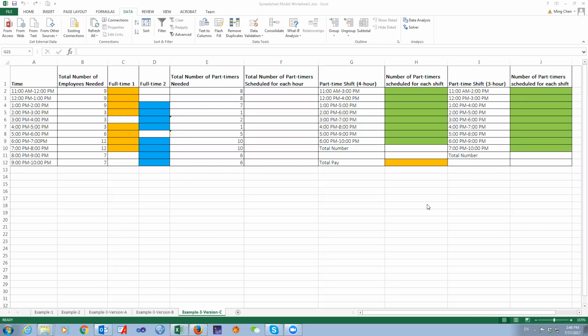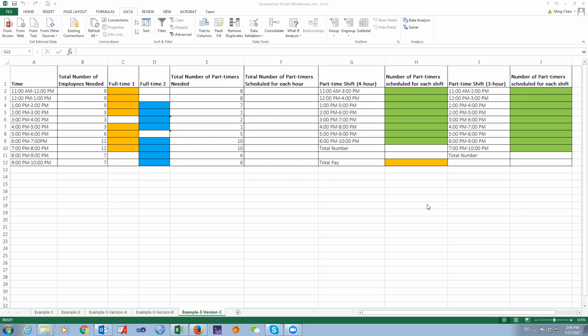Now let's work on version C, example 3, version C. So version C is similar to version A and B. So in version A, we can only hire 4-hour shifts. And in version B, we can only do 3-hour shifts. In version C, it's more flexible. You can hire either 4-hour or 3-hour or do a combination.